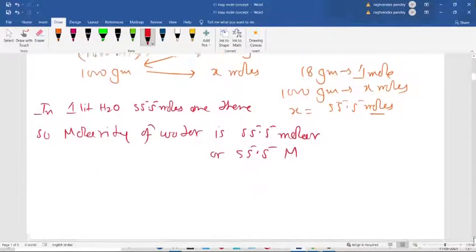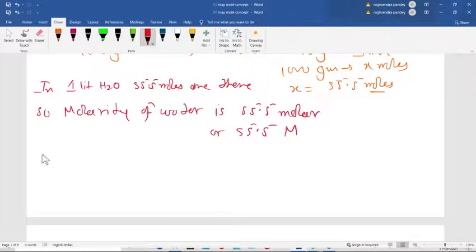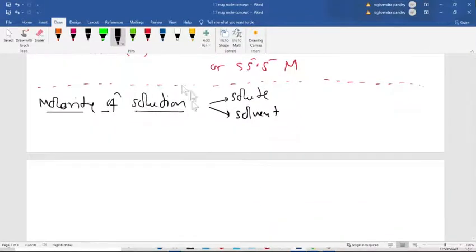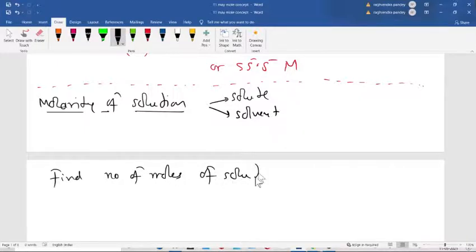Now another thing I want to take is the molarity of solutions. In the molarity of a solution, what is there? A solution is made up of solute and solvent. So if you have this solution, you have to find the number of moles of solute in 1 liter of solution.